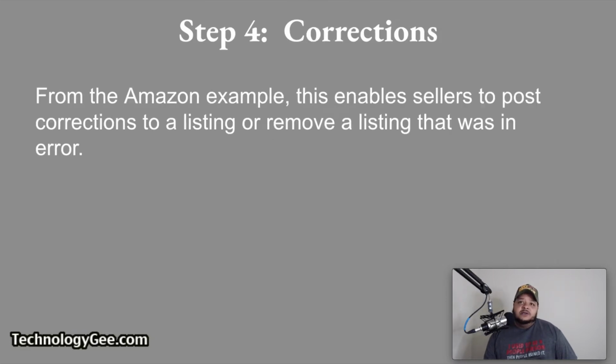Step 4 is called corrections. From the Amazon example, this enables the seller to post corrections to a listing or to remove a listing that was in error. So if you're selling stuff on Amazon and you see that there's an error, you can go into the database and fix the error, or you can just totally delete the product or attribute that caused the error.